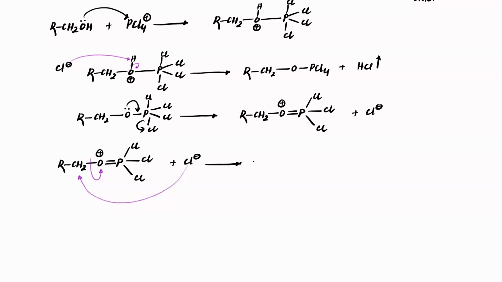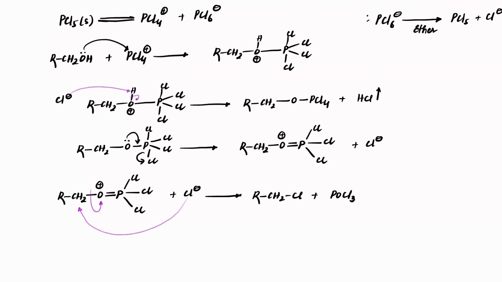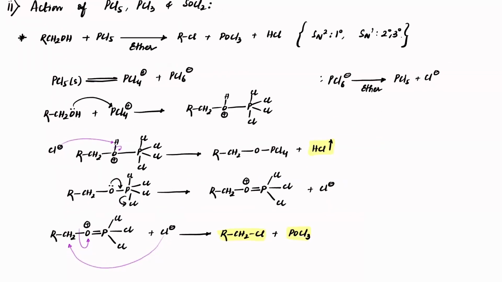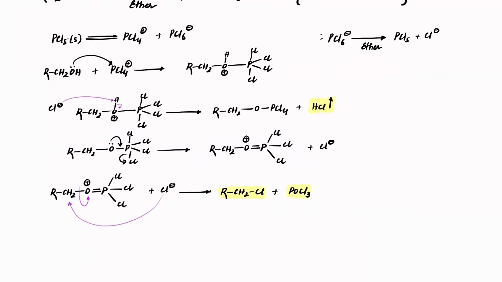So what do I get? I will get this as RCH2Cl plus POCl3. Correct? These are the products we are expecting. This is the main product. Then we'll get POCl3 and then we'll get HCl. Okay. This is how the reaction usually takes place. Got it? Now you can see at 1 degree position when it is there, it will typically go for SN2.